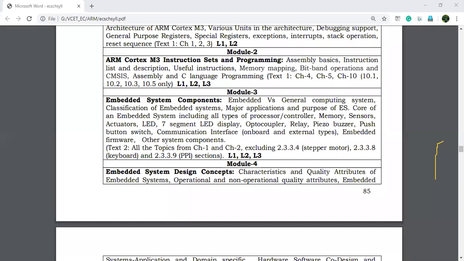First of all, can anyone tell me what is an embedded system? Anyone? You can type in the chat also, not a problem, or you can share. Anyone? Can you tell me what is an embedded system? Yes, Dilip. What is an embedded system?